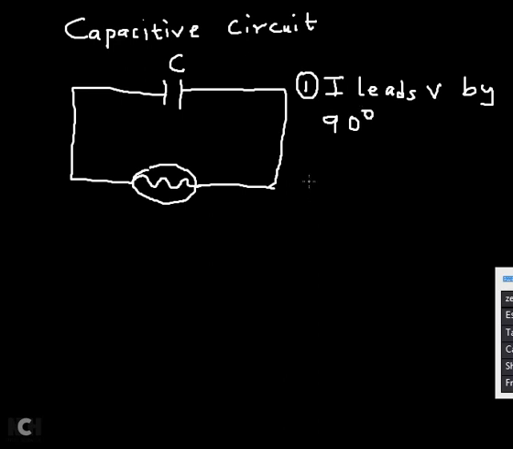Another way around, you can simply say that I leads V by 90 degrees, or I will say that V lags I by 90 degrees. So V is lagging this time around. Remember, in that of the inductor, V was leading. So here V is lagging.